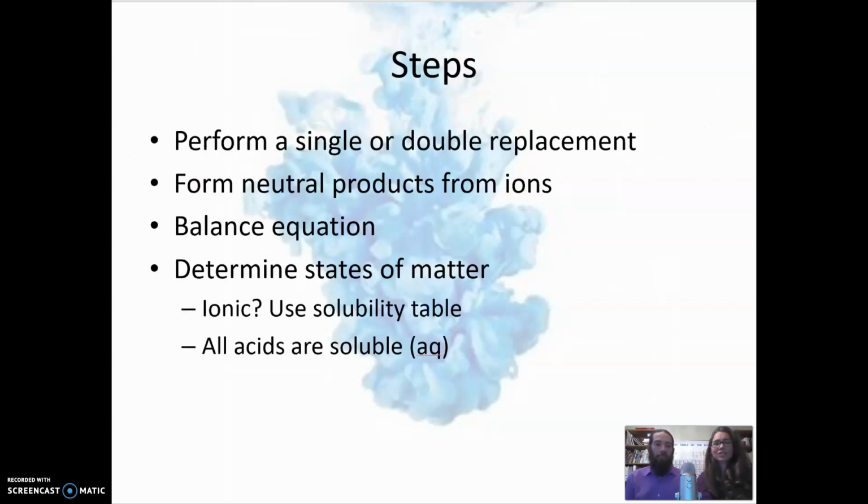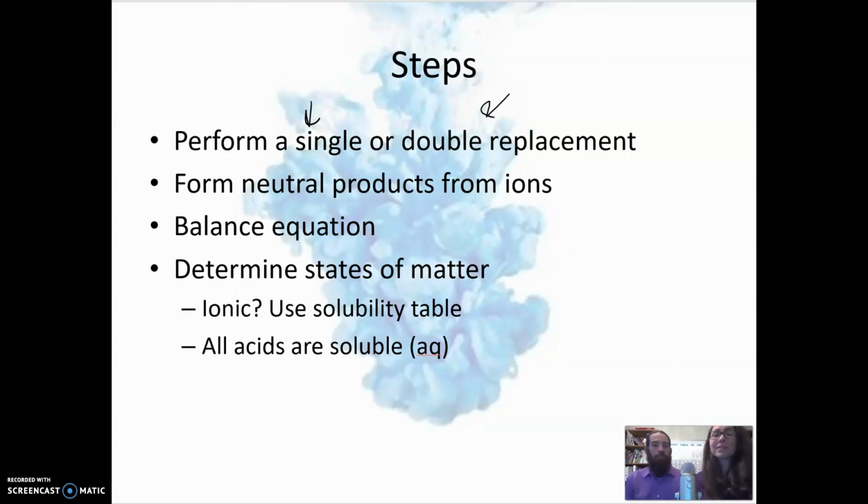Okay, so to go back, if you are given two substances, you're going to be expected to perform the reaction, predict the products, balance the equation, and then determine the states of those products. So you're going to be performing a single or a double replacement reaction. Single would be an element and a compound, and double replacement would be two compounds combining. You need to form neutral products from the ions that they actually produce. It doesn't matter if there's two sodiums. Sodium ion is Na+1, just one sodium with a +1.